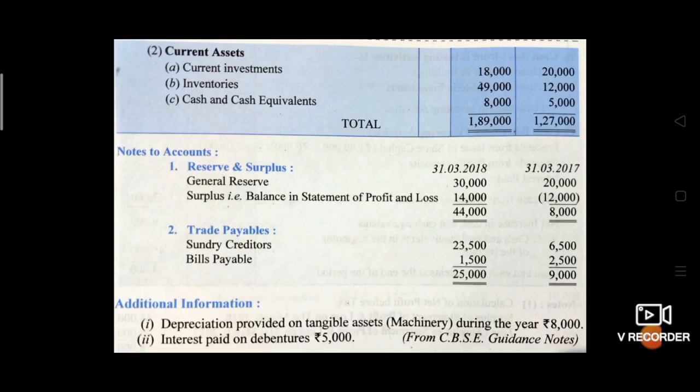Okay. Now trade payables. As I have discussed earlier, there are 2 points obviously, sundry creditors and bills payable. In sundry creditors there is increase and in bills payable there is decrease.